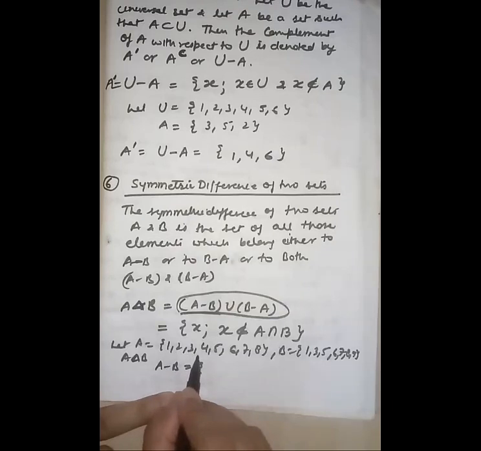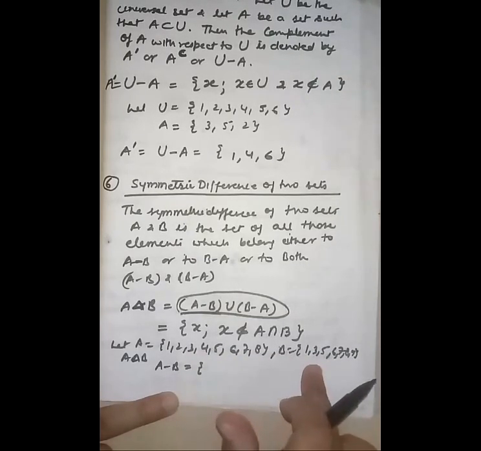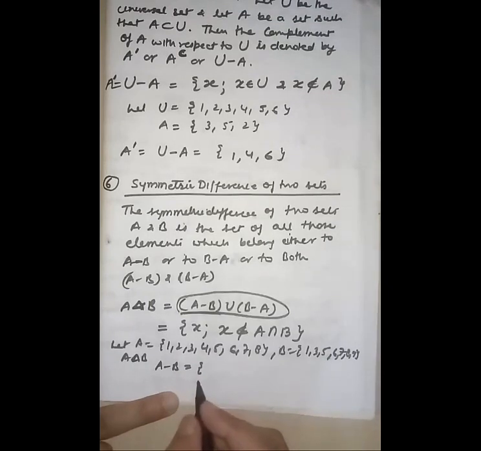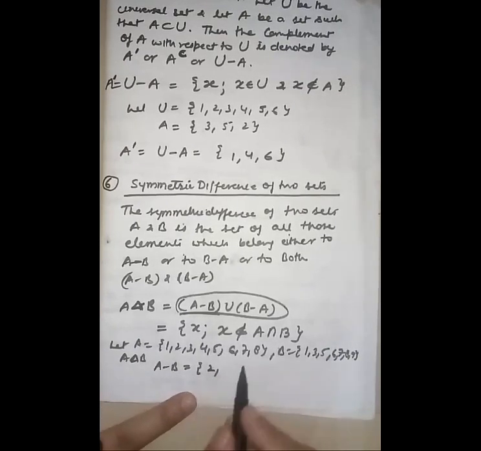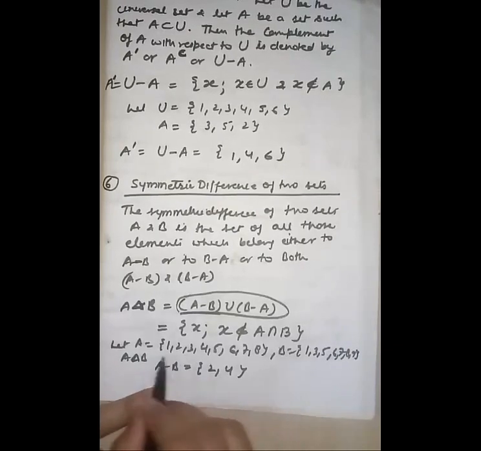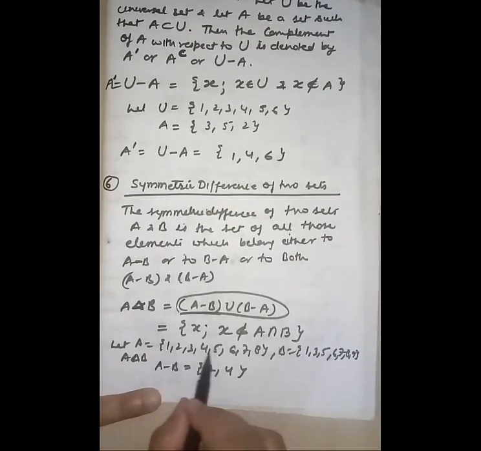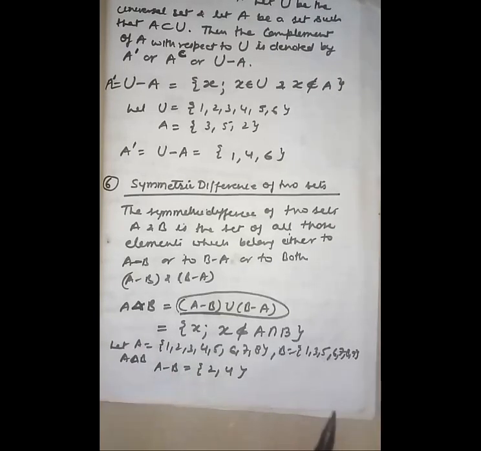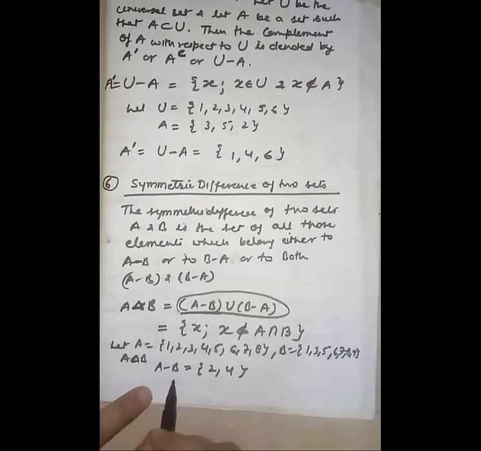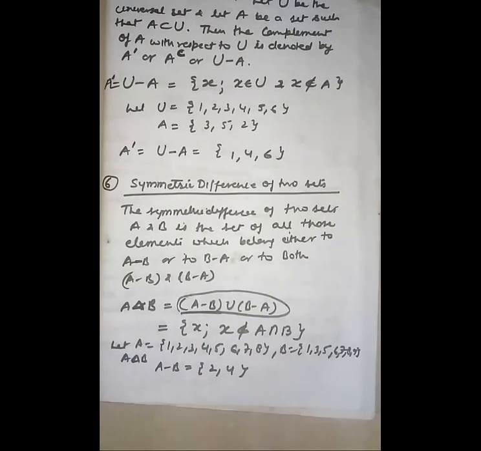So here 1, 2, 3, 4, 5, 6. Now comparing both set A and set B, you can see only 2 is not here, so only 2 is in A, and 4. 1, 3, 5, 6, 7, 8 are also in B, so don't take them. So the elements of A minus B are 2, 4.